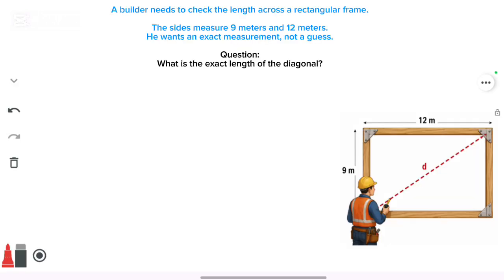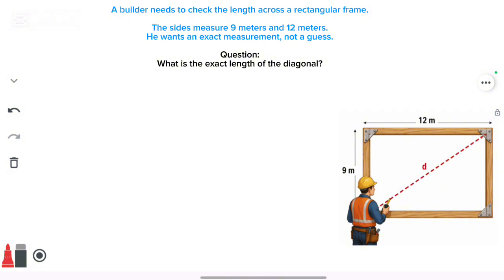For this video, I am going to show you how you can use the Pythagorean equation in a given problem or in real life. Alright, so here we have a statement with a question. The statement reads, a builder needs to check the length across a rectangular frame. Now this is the frame right here, and this is the builder, as you can see. Again, the builder needs to check the length across the rectangular frame.